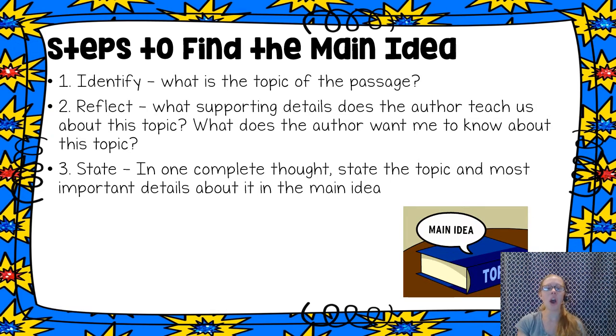So when you are trying to find the main idea, there's three steps that you take. The first step is to identify. Identify the topic. What is this passage all about? In a word or a short phrase, what is the topic? Step two, reflect. What supporting details does the author teach us about this topic? Or in other words, what does the author really want me to know about this topic?